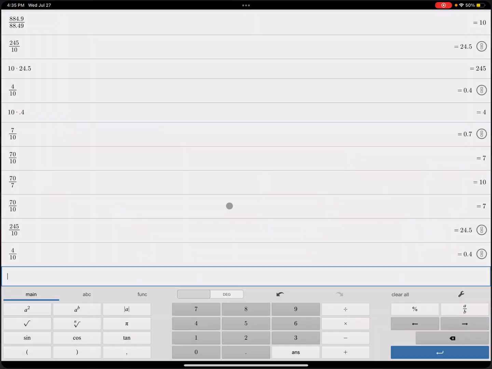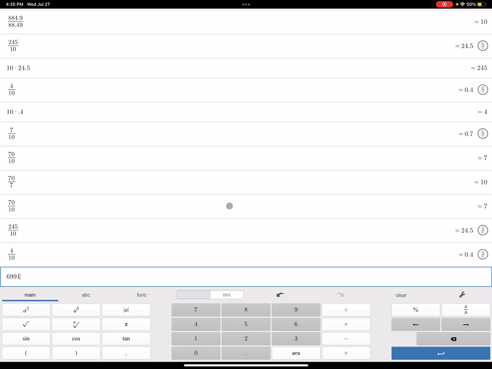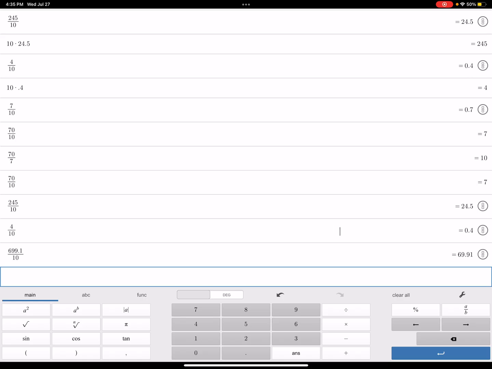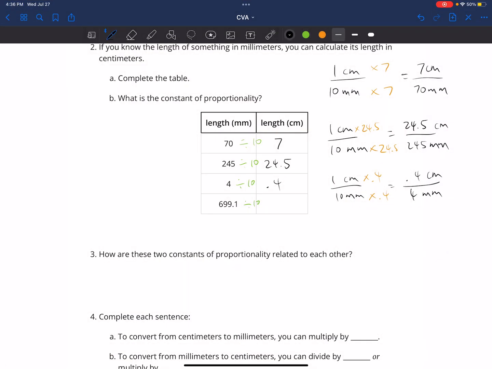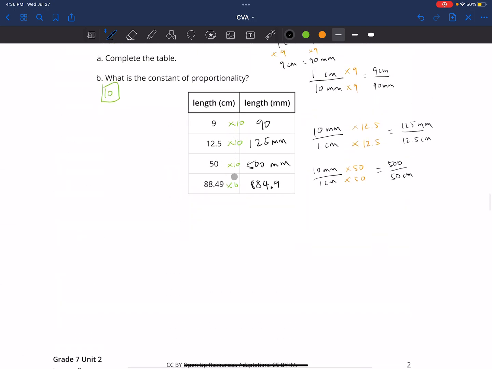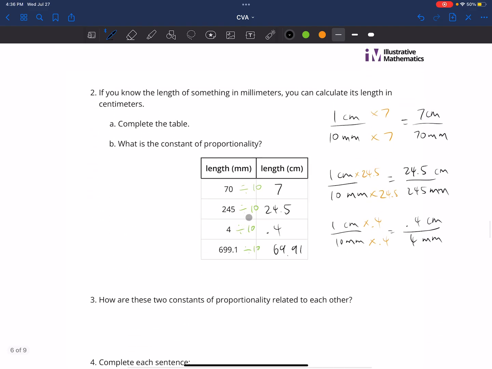So this one, you just have to divide by 10, and that's going to give me 69.91 centimeters. So that is the constant of proportionality this time. Before we multiplied by 10, but this time around we're dividing by 10, and dividing by 10 is the same thing as multiplying by 1 over 10 or multiplying by 0.1.